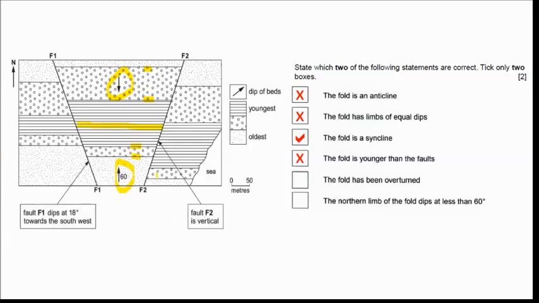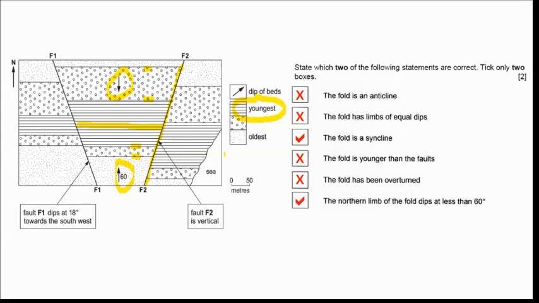The fold is younger than the faults. Well, clearly here, this fault has cut across that fold, so we can put an X by that statement. The fold has been overturned. We know that's not true because we can see the dip arrows there indicating it's a syncline, but if the older beds are in the middle, then it would have been overturned. However, we can see, as expected, the youngest beds are in the center, so therefore the fold hasn't been overturned. Now, by a process of elimination, it means that the last one has to be a tick.